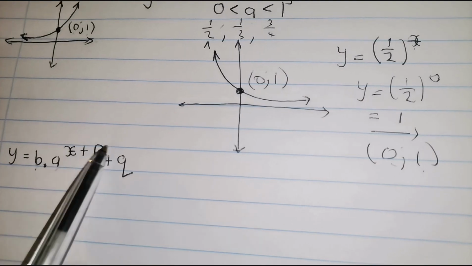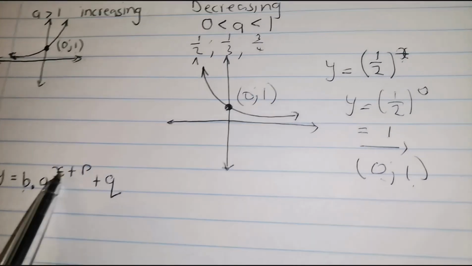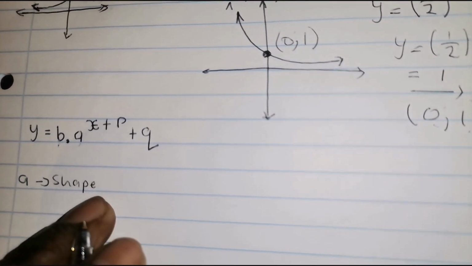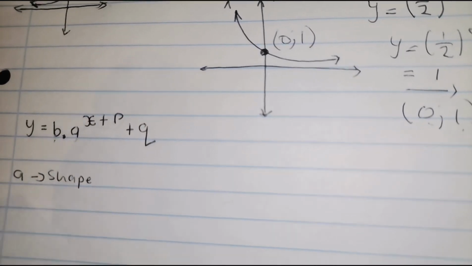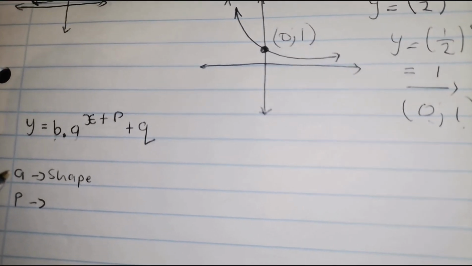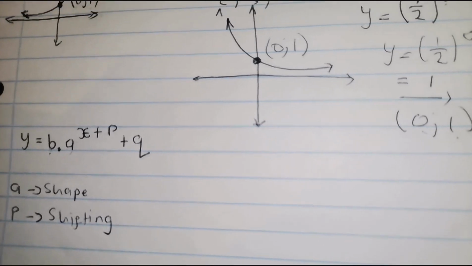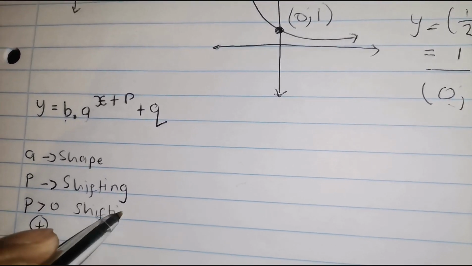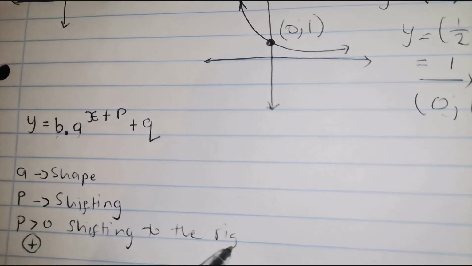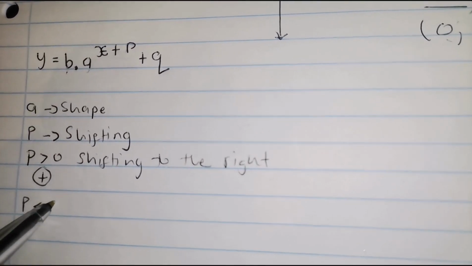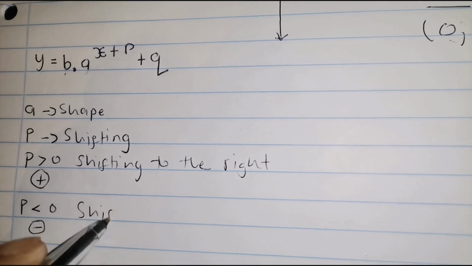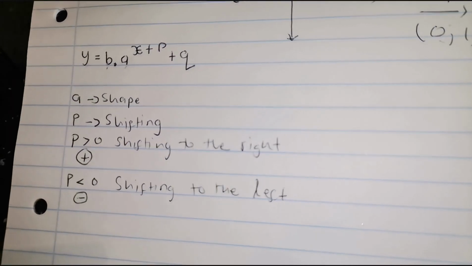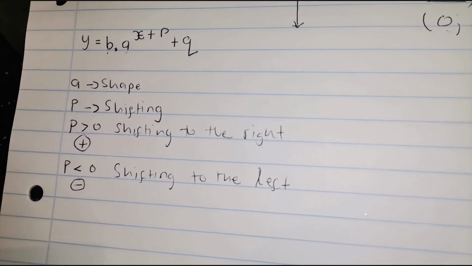Then the value of p is not the asymptote, but it determines the shifting of the graph. Basically, the value of a talks about shape, telling you whether the graph increases or decreases. Then the value of p describes the shifting. When the value of p is bigger than 0, or positive, shifting is going to take place to the right. I will explain this at a later stage. Then if the value of p is smaller than 0, it is negative, then shifting is to the left. I hope you clearly understand what we are talking about here.